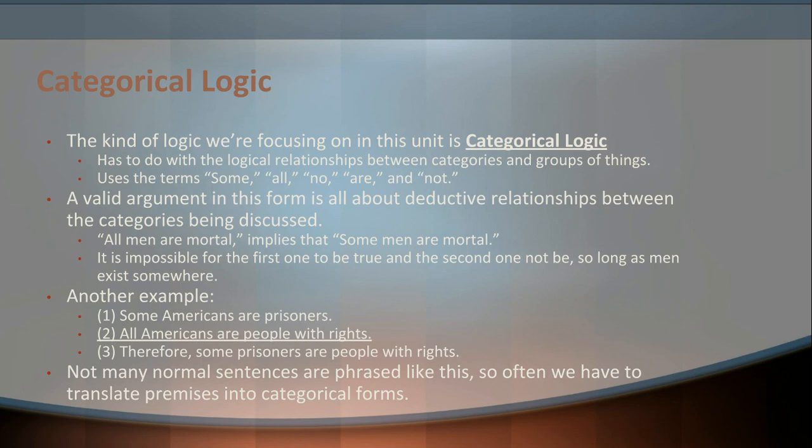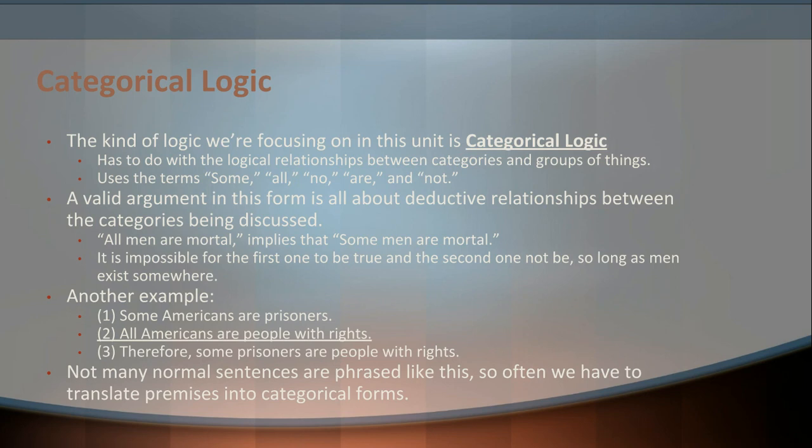So it's not just about any old logical relations ever. This is not the one and only system of logic. Rather, categorical logic has to do with the relationships between kinds of things. It's the kind of logic that deals with stuff like some, all, no, are, and not as the basic logical terms and operators. So categorical logic has to deal with how different groups of things or concepts fit together, where you say things like all men are mortal, or all immigrants are bad people, or all Toyotas are reliable cars, or things like this. And it's not just these broad general statements.